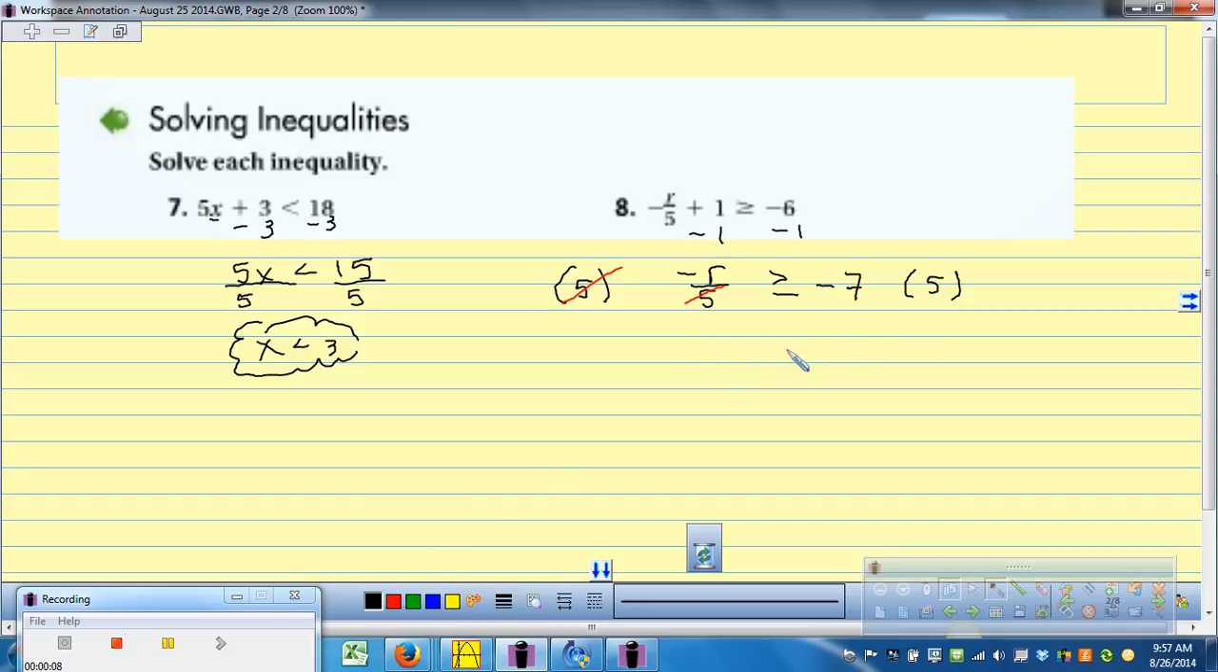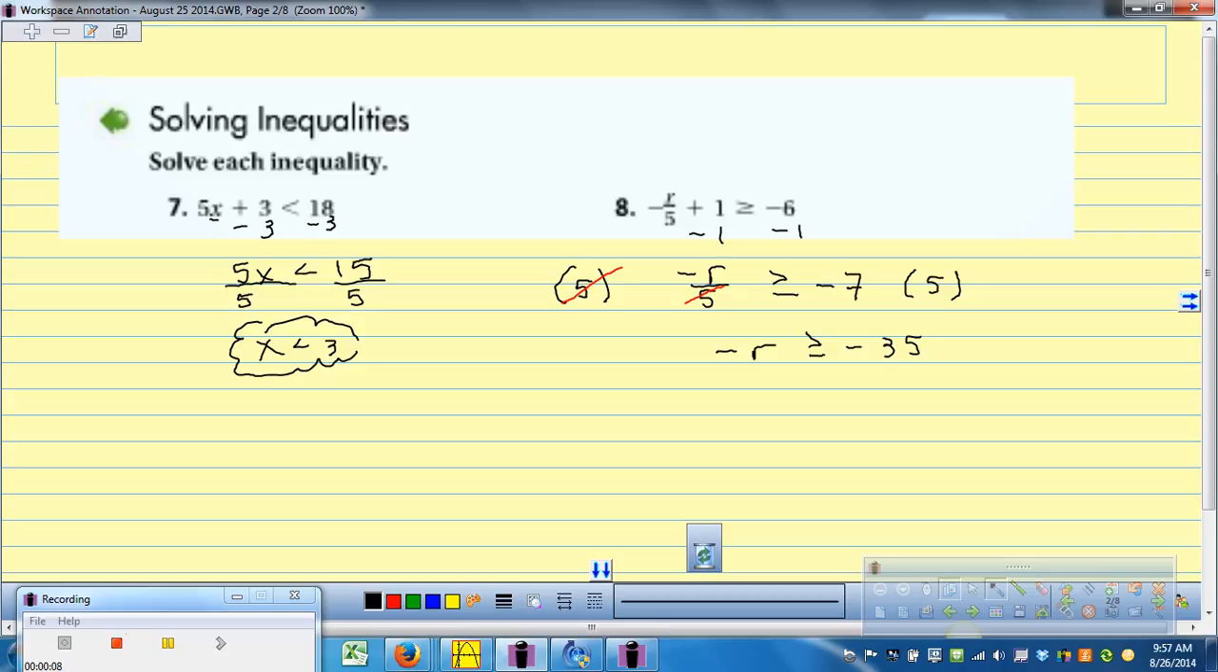Negative r. Don't drop the negative, that's still there. Is greater than or equal to negative 35. All right, here's the one difference from equations. When I divide by a negative, you remember what happens?